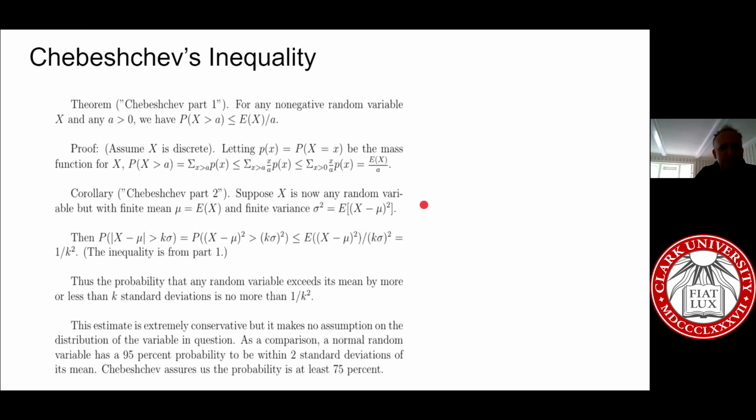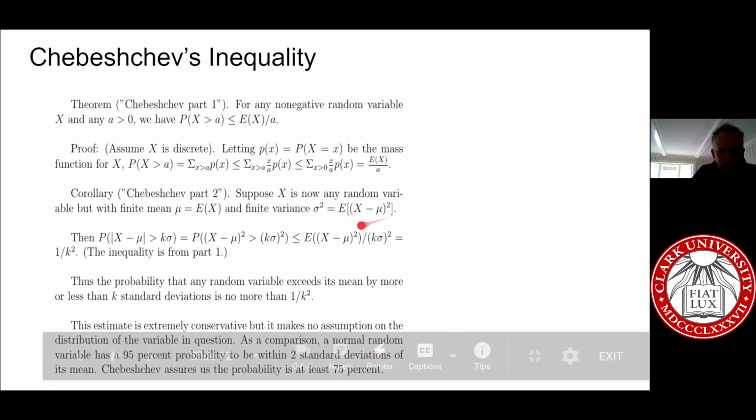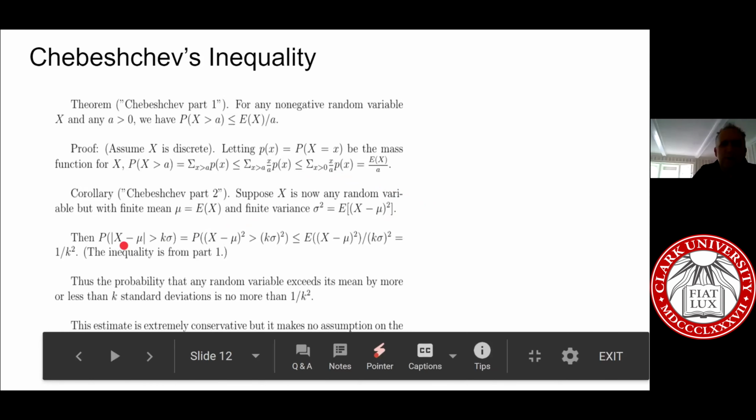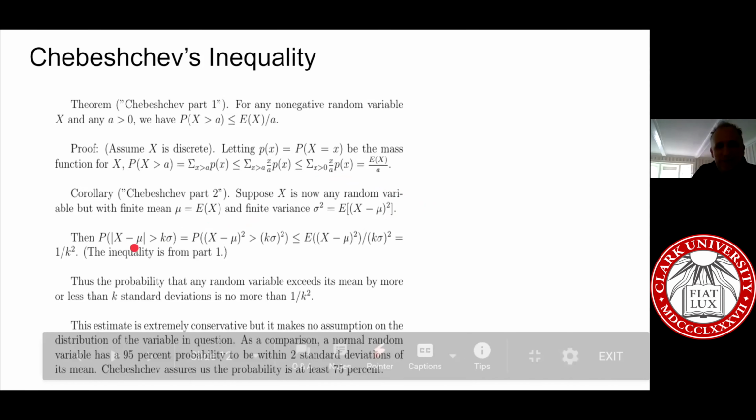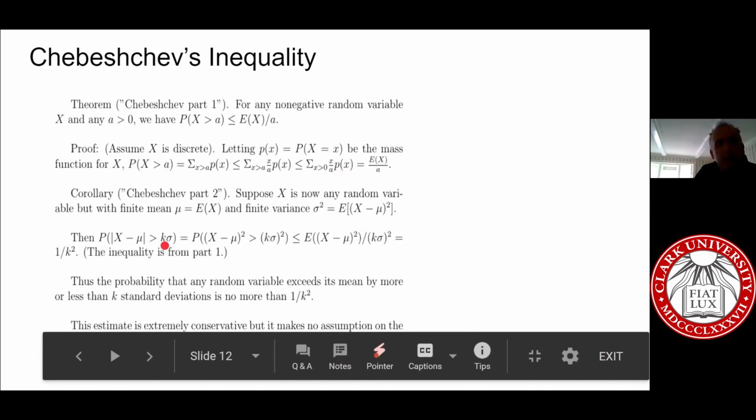What's known now as Chebyshev's inequality is just a corollary of this. We now consider the random variable X minus its mean in absolute value. In other words, the random variable becomes the deviation in absolute value from the mean. And I want to consider the probability, and then A becomes k sigma, k standard deviations from the mean, sigma being the square root of the variance of X, okay?